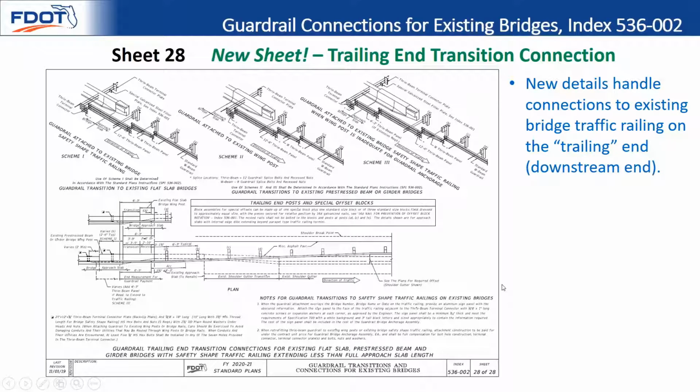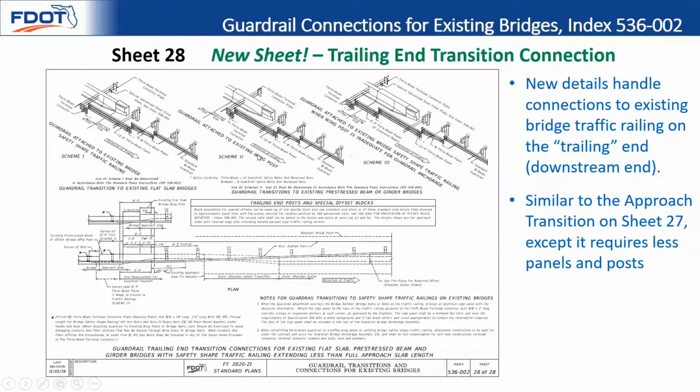And then one of the larger changes, we've added in specific details now showing the trailing end of an existing bridge. And this is on the downstream end. And so it's very similar to the approach, I'm sorry, the approach transition we show on sheet 27. The difference is because it's trailing end, you can see that the direction of traffic is very specific, going away from the end. So we're not concerned with a vehicle's direct head-on impact with the concrete. We're not as concerned with snagging, and for that we can have a much lighter design. So we just go straight into 6'3" post spacing.